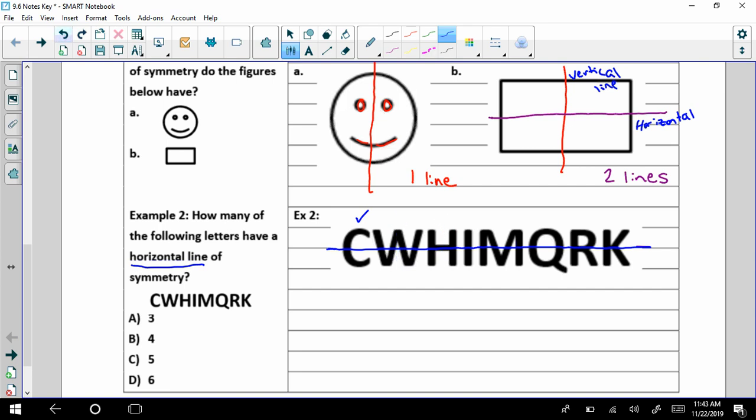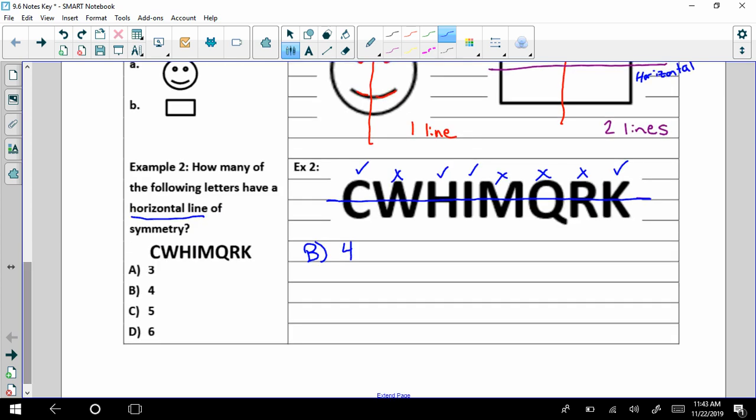This one's not asking that. The I has actually both. The M doesn't have any. The Q doesn't have any. The R does not have any, but this K does. And so you see here we have 4 letters that have a horizontal line of symmetry, or they have horizontal symmetry in them.